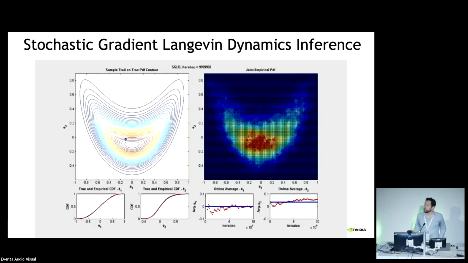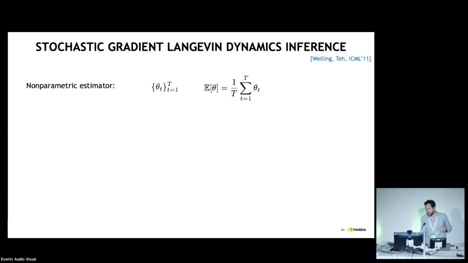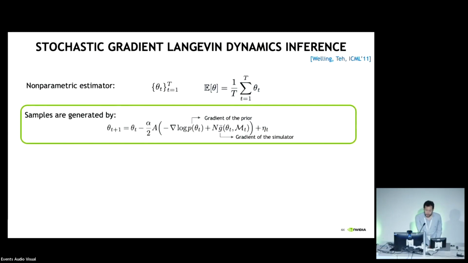And after you wait a little bit for this particle to stabilize around that, you're always going to be bouncing. You can collect the last particles, and that will give you a non-parametric estimation of your posterior. Right? So Langevin dynamics is a non-parametric estimator.